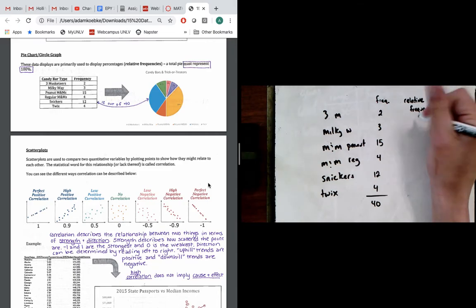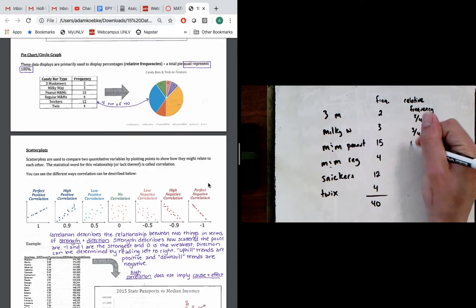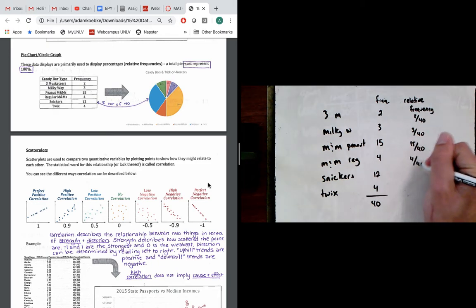So for Three Musketeers, the relative frequency would be 2 out of 40. I'm not even going to simplify these fractions. Milky Way, 3 out of 40. Peanut M&M, 15 out of 40. M&M Regular, 4 out of 40. Snickers, 12 out of 40. And then lastly, Twix, 4 out of 40.